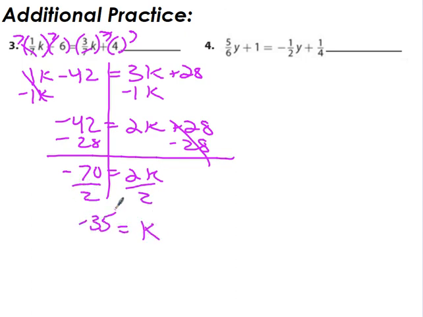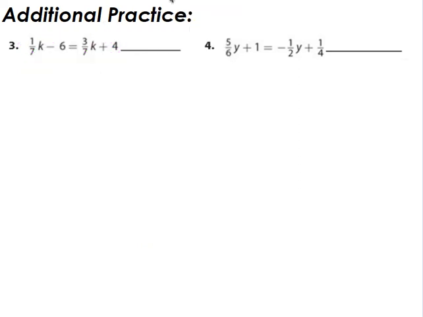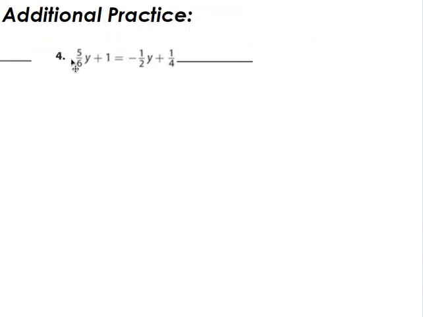Okay, try the second one, number 4. Try that one on your own, please. And then I really want you to try it on your own and try doing it by getting rid of the fractions and just see how you do. If you mess up, it's okay. We'll give it a shot. I'll make this one bigger.